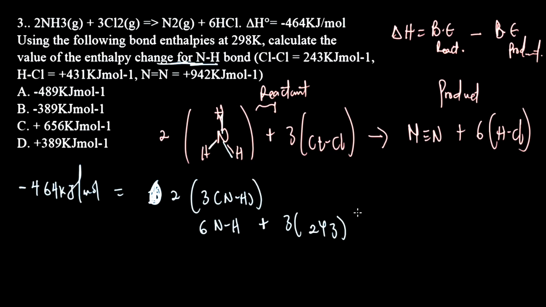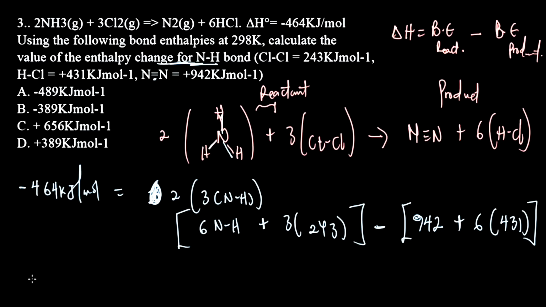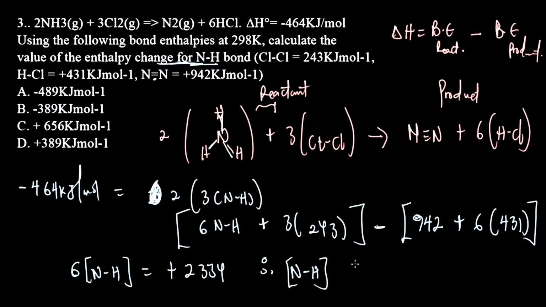So this is the reactant, right? So let's see the products. So the N triple bond N is 942 plus 6 of this HCl bond. So we have it to be 431. So when you evaluate everything, we have 6 NH bonds to give positive 2334. So basically we have that the NH bond gives us positive 389 kilojoule per mole. So this is option D.